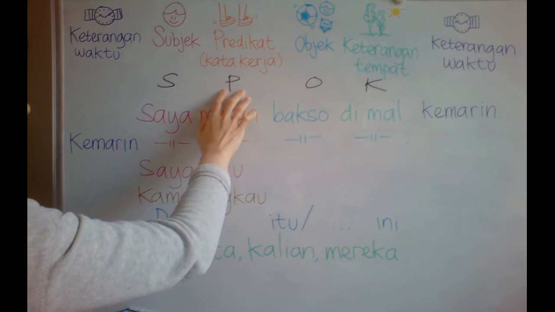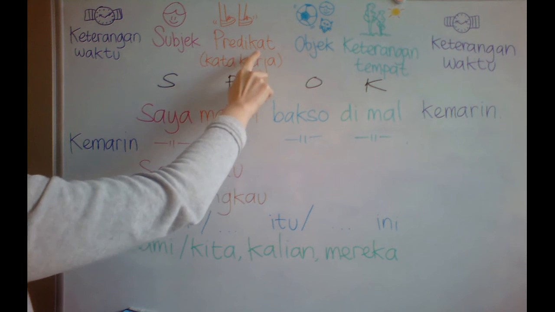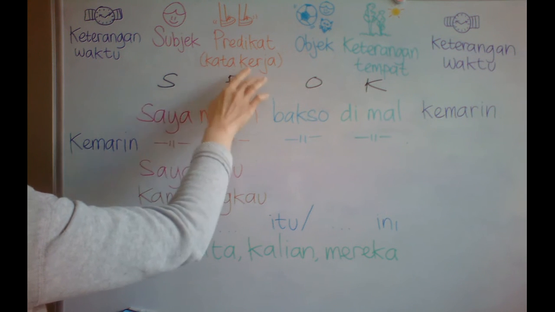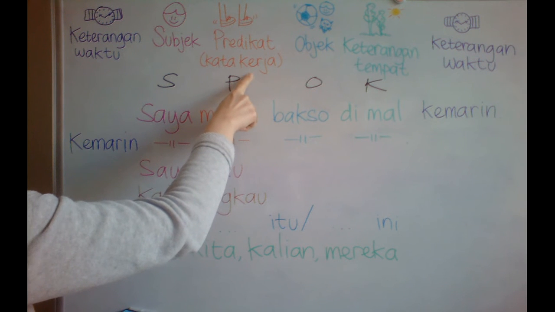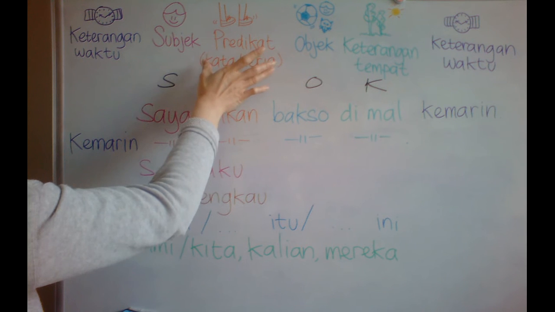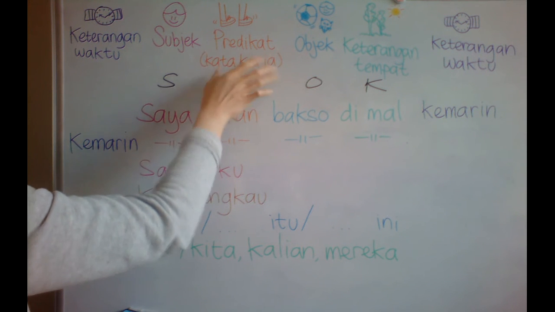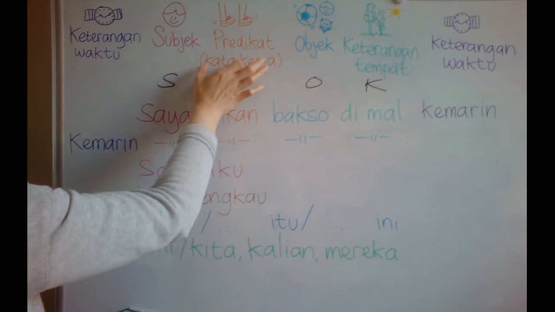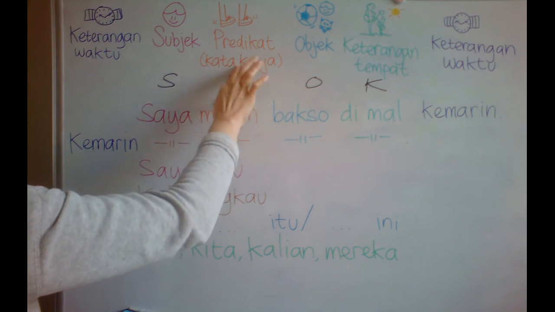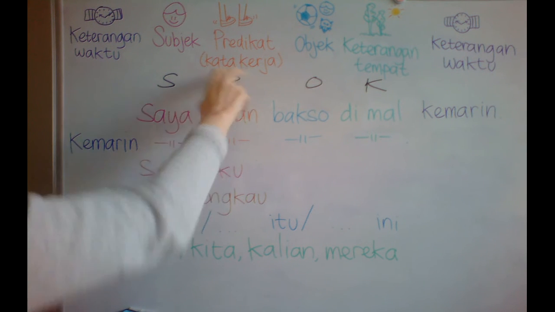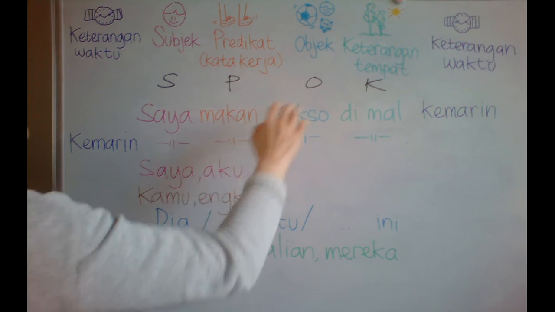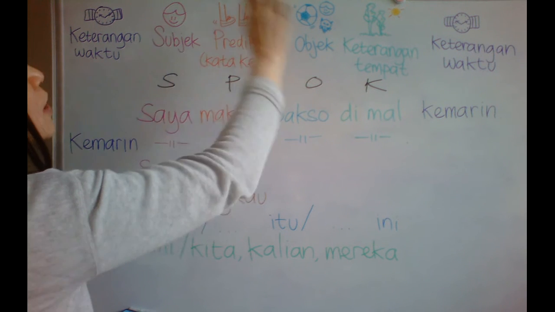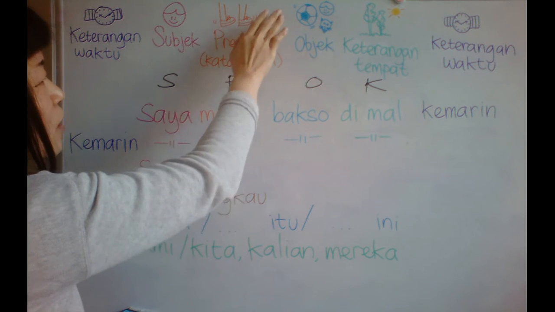And then P is for predicate. Predicate is verb, or in Indonesian, kata kerja. Kata is word, kerja is work. So together it becomes kata kerja, but you put a space here. You don't write it as one, but as two different words separate. But these two words mean verb. Kata kerja. And then O, object. This can be persons, animals, things.